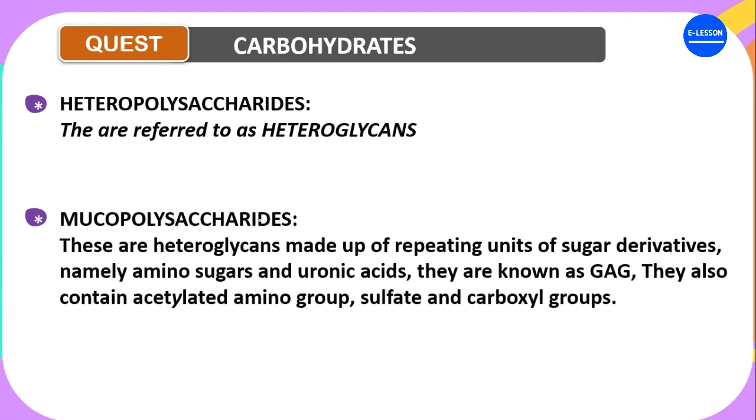Now we are going to look at a type under heteropolysaccharide that is called mucopolysaccharide. Heteropolysaccharides are also called heteroglycan. Talking about the mucopolysaccharide, these are heteroglycans. That is to say, they are heteropolysaccharides made up of repeating units of sugar derivative, namely the amino sugars and the uronic acid.